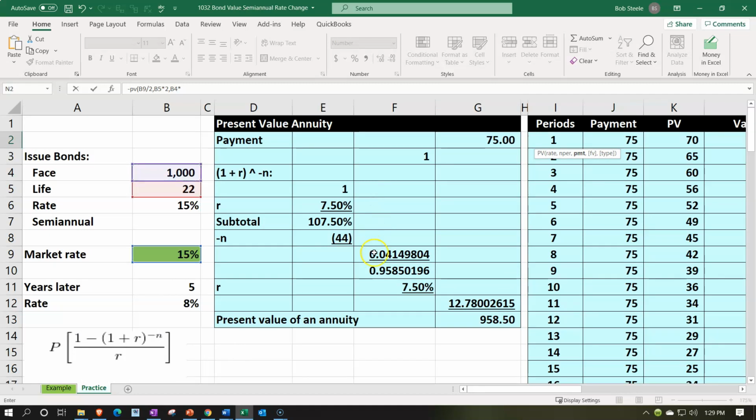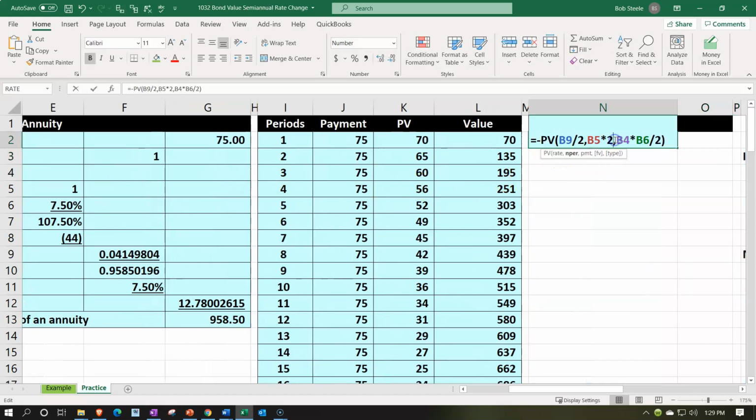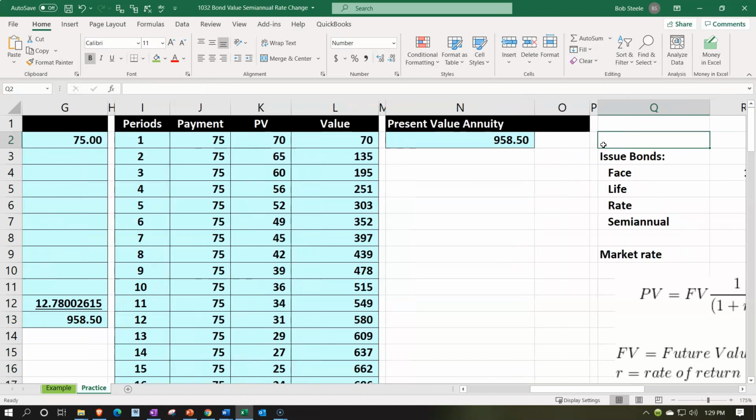It's going to be this 1,000 times the rate on the bond, but then that would be yearly, so divided by 2. Let's look at it one more time. That looks complicated. That looks impressive. We're starting to impress people with this one, right? So there's the rate. We've got to divide it by 2. There's the number of periods, multiply times 2. There's the payment, calculating the yearly payment, but then dividing it by 2. And once again, we get to the same value, 958.50.